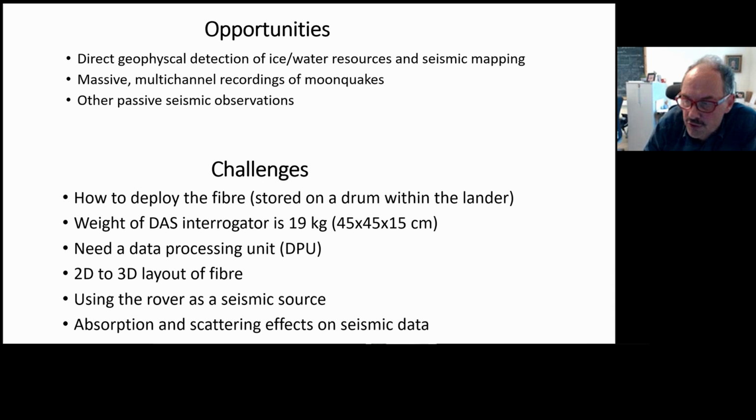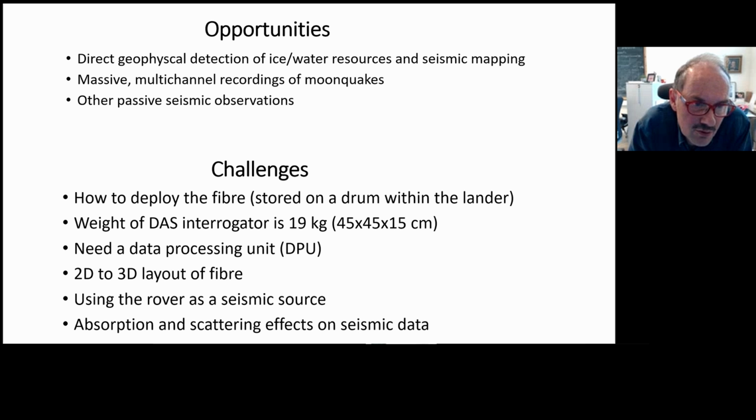So then, to summarize, the opportunities as we see it, and what was also pointed out by Stavros in the previous talk, is that we think that this can be used as a direct geophysical detection of ice, water, resources, and seismic mapping. We think it can be used also for a massive multi-channel recording of moonquakes and other passive seismic observations, of course.